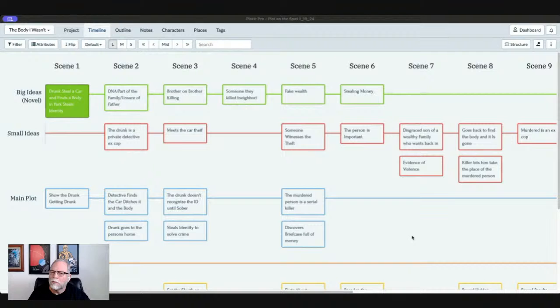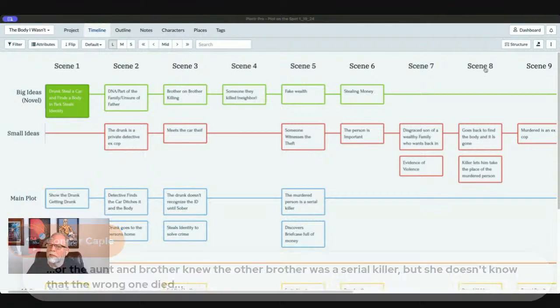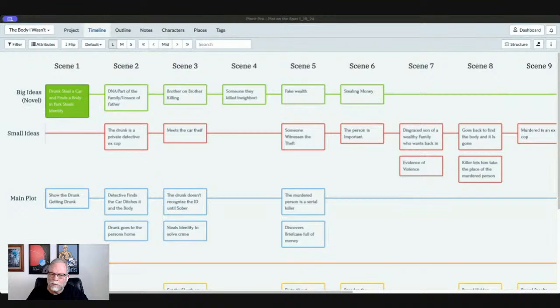All right. Any votes for, so let's put this one up. Any other votes for Connor, since that was not on the list? The aunt and brother knew the older brother was a serial killer. What do you guys think of that one? I'm really liking that idea. That's a pretty awesome secret. Okay. We're going to roll with Connor's idea just because I like it. And everybody else seems to like it as well.